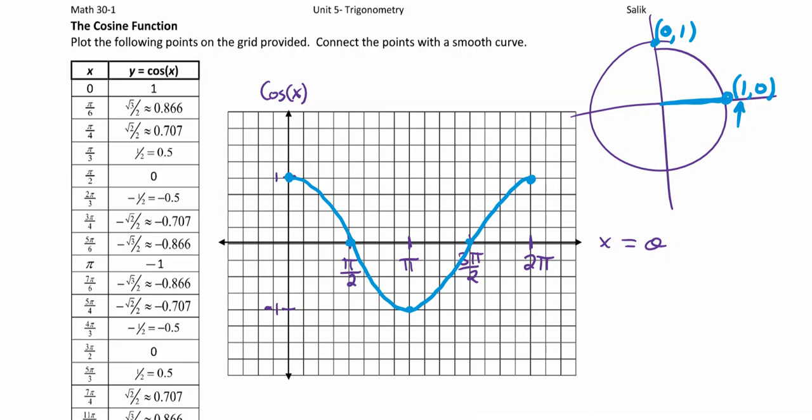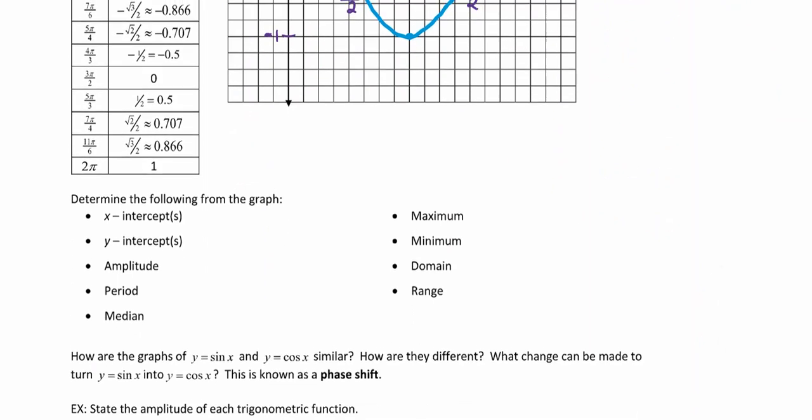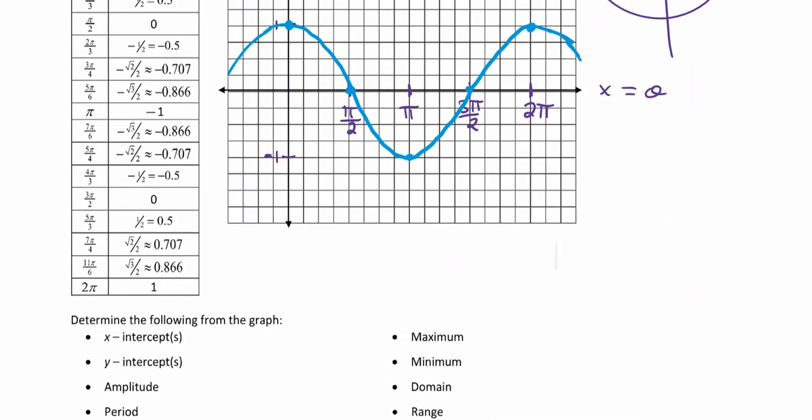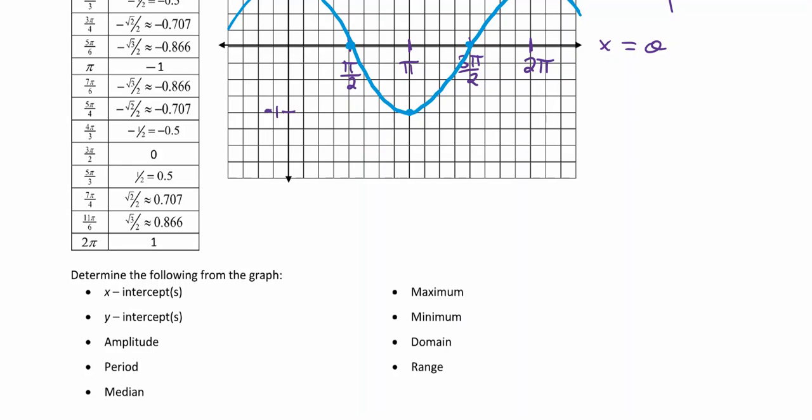It would continue on, right? So this pattern would keep going on both sides. You could end up with negative angles going down, and you could go past 2 pi as well. So there's your graph there. Now the x-intercepts on this one are going to be at pi over 2, 3 pi over 2, and following that pattern. It would also be at negative pi over 2 over here. So it looks like we're doing pi over 2s all the way up.